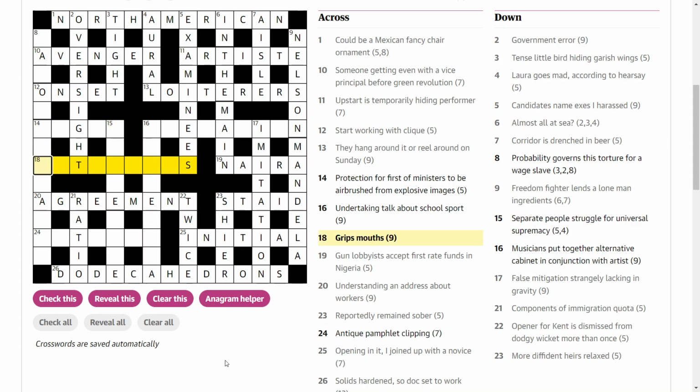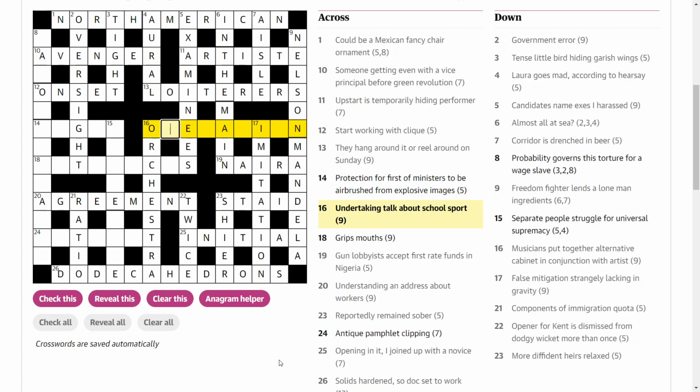Lips, mouths. Rips. Do not know. Musicians put together alternative cabinet in conjunction with artist. Orchestra fits. Alternative is or. Cabinet is chest. And artist is RA. That's from Royal Academy.